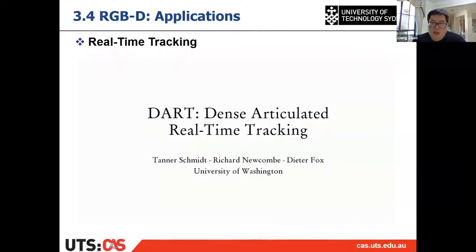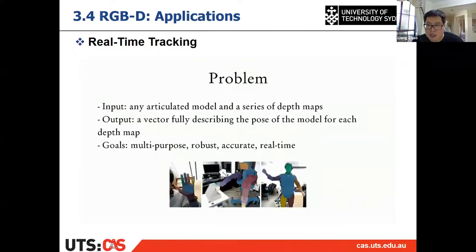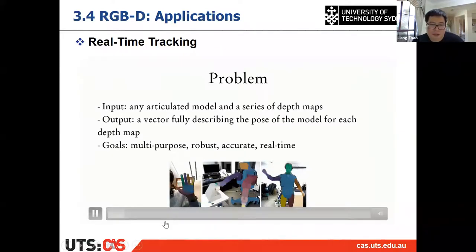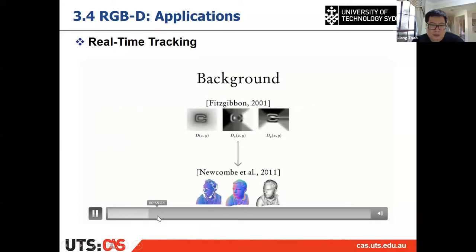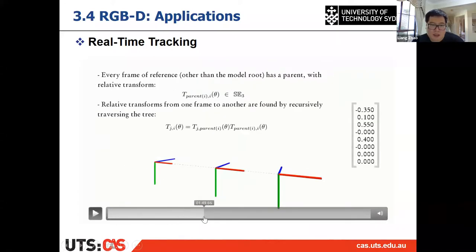All right, the next one is real-time tracking. This work is quite famous as well. You can do real-time tracking quite robustly and accurately by only using the RGBD camera. Previously, the tracking was done using a single camera, but now we have the RGBD camera as well. Then it makes things much more accurate. Let me skip a little bit to the example.